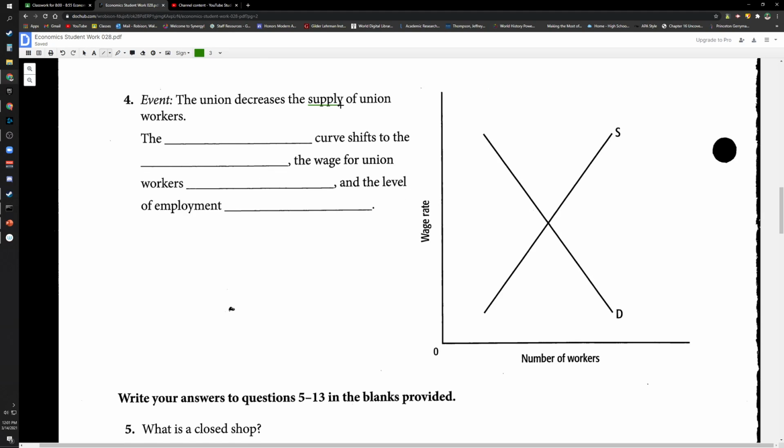So let's go ahead and fill out these text boxes. So we know this is the supply, and we're limiting it. If you're going to limit something, that means you're going closer to 0. So that means decrease, or left. And then the wage for workers is going to actually increase.